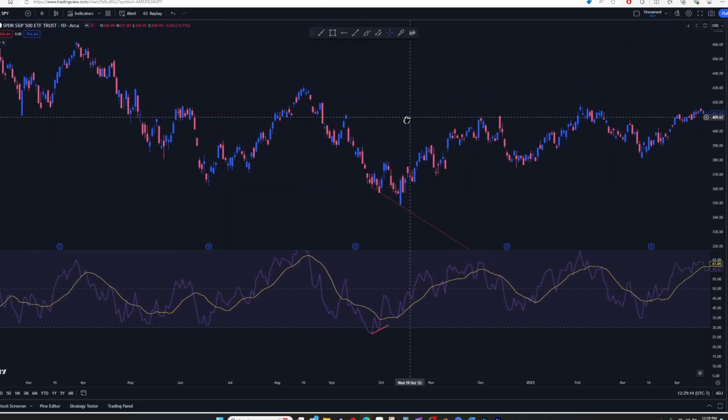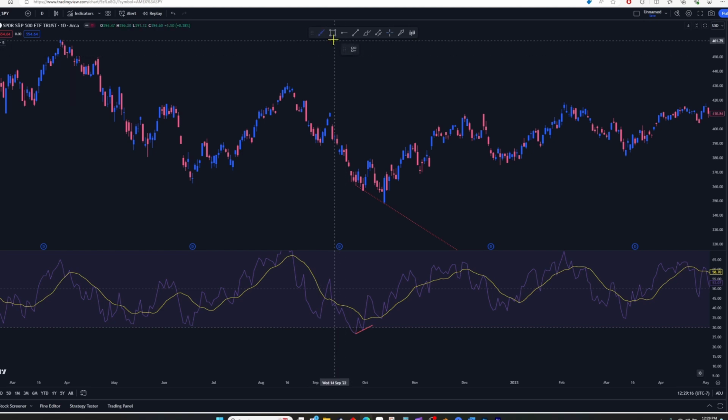So in that case, we come back over here. Where was the high before this low? It was right here.